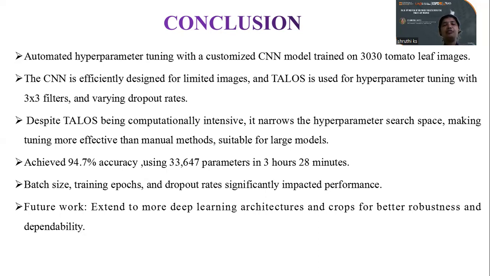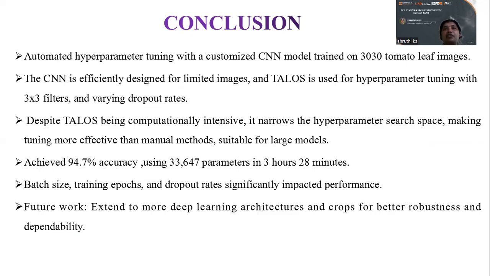So we can finally conclude that the model we proposed is able to work with a limited data set, and it uses a limited number of trainable parameters, that is 33,647, and it is able to provide a good accuracy of 94.7% with the help of the automatic tuning technique, that is TALOS. The impact of the hyperparameters greatly affects the performance of any neural network model. So while training any neural network model, we need to consider 3 main factors: the images in the data set, the design of a robust model, and the tuning technique used for hyperparameters.